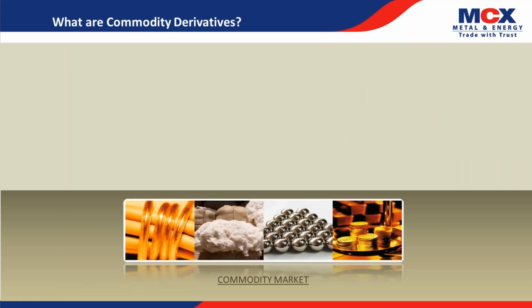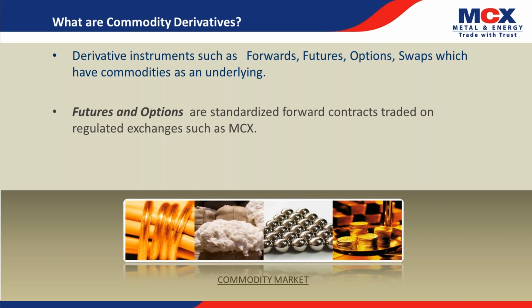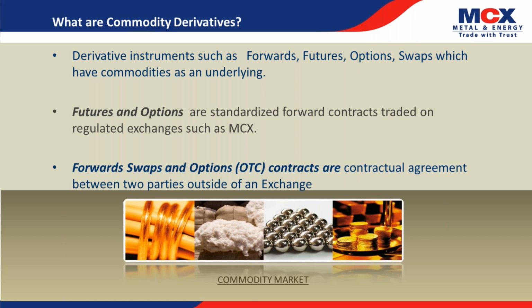So what are commodity derivatives? Derivative instruments such as forwards, futures, options, and swaps, which have commodities as the underlying. We have futures and options, which are standardized forward contracts traded on regulated exchanges such as the MCX. Forwards, swaps, and options are OTC contracts. They are contractual agreements between two parties outside of an exchange.